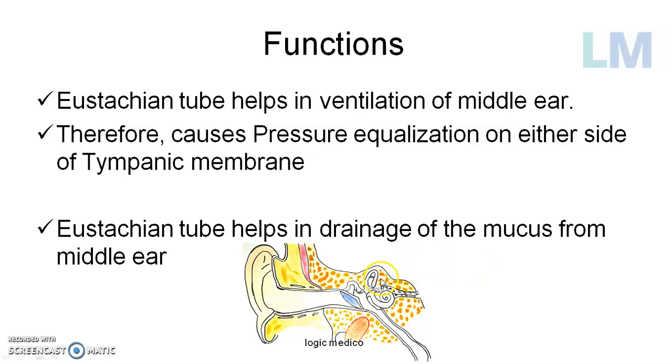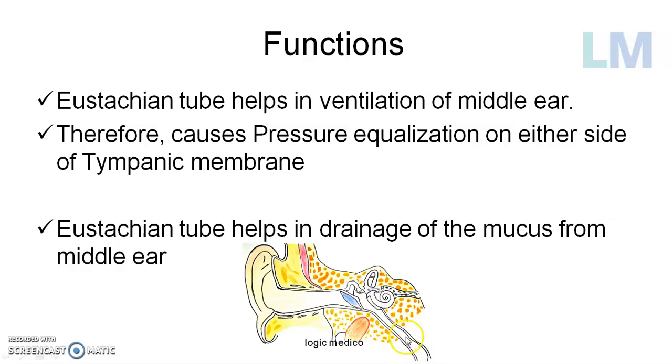The other function of the eustachian tube involves drainage of the mucus from the middle ear. Why is mucus there in the middle ear? There are ossicles in the middle ear. There are muscles in the middle ear. There are nerve plexuses in the middle ear. All of this will be carpeted by a mucous membrane, which is lined by a ciliated columnar epithelium with goblet cells. These goblet cells are unicellular glands which produce mucus for lubrication of all these structures. This mucus has to be drained through the eustachian tube into the nasopharynx. On a minute to minute basis, it is being drained.